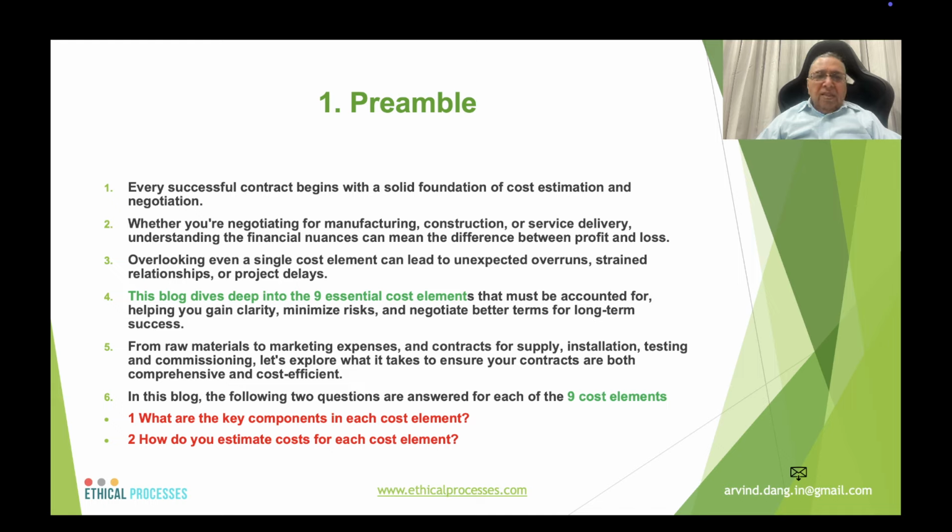As you know, every successful contract begins with a solid foundation of cost estimation and negotiation. Whether you are negotiating for the manufacturing industry, construction industry, or any other industry, understanding the financial nuances can mean the difference between profit and loss. Overlooking even a single cost element can lead to unexpected overruns, strained relationships, or project delays. This blog dives deep into the 9 essential cost elements that must be accounted for, helping you gain clarity, minimize risk, and negotiate better terms for long term success.